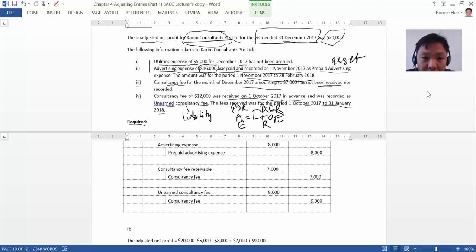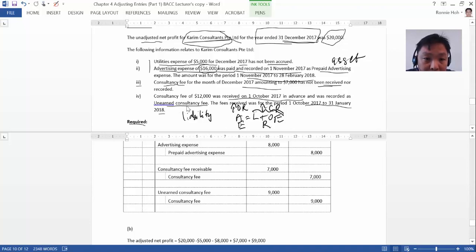So 3 months of consultancy fee out of 4 months of 12,000, how much would that be? Well, just take 3 divided by 4 times 12,000, and that will give you 9,000 that you see here. So you debit 9,000, credit 9,000. And which account to debit and credit?